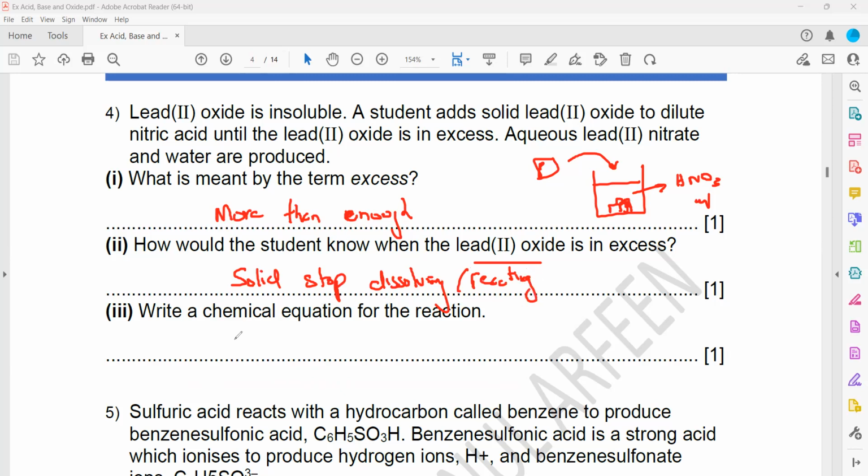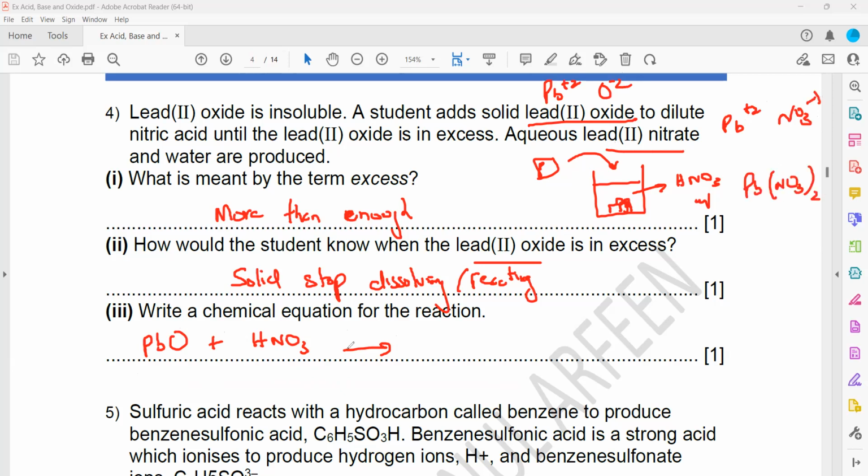Write a chemical equation. A chemical equation should be symbolic unless they mention to write a word equation. Otherwise, if it's a chemical equation, always be symbolic. So we have lead(II) oxide. Lead is +2 and oxygen, group 6, is -2. So the two have the same valency, and lead oxide is PbO. Nitric acid is HNO3. When a metal oxide reacts with acid, it will give a salt. Nitric acid gives a nitrate salt, so you have to write the formula for lead(II) nitrate. Lead is +2 and nitrate is -1. When we cross multiply, it will be Pb(NO3)2.